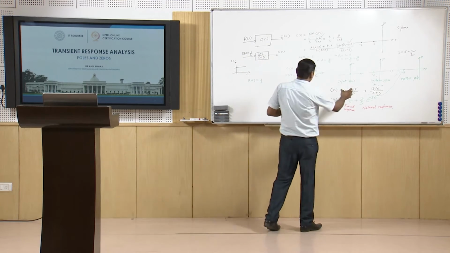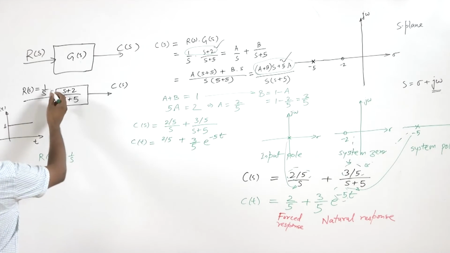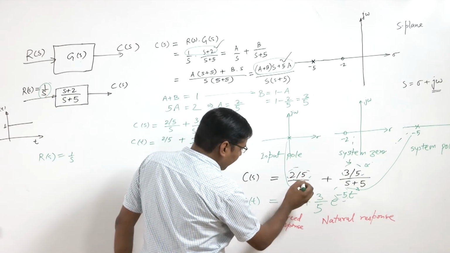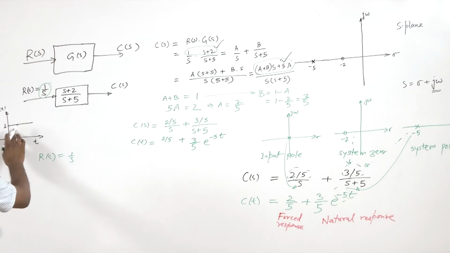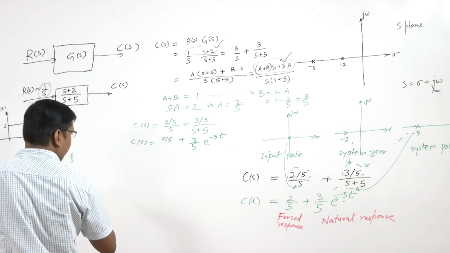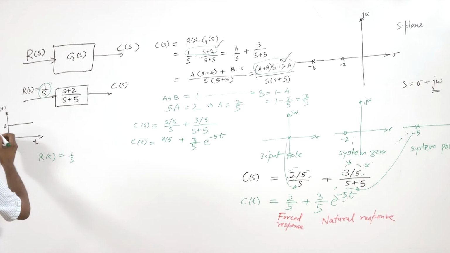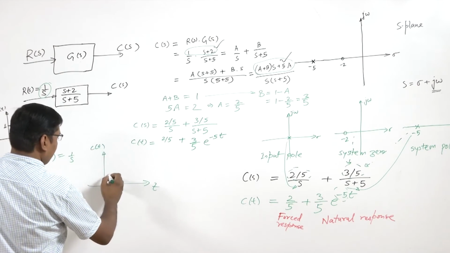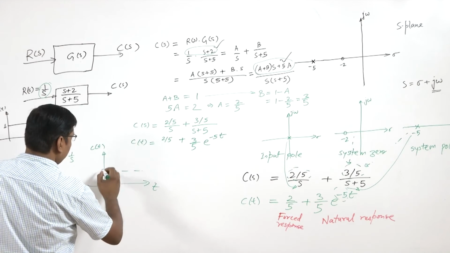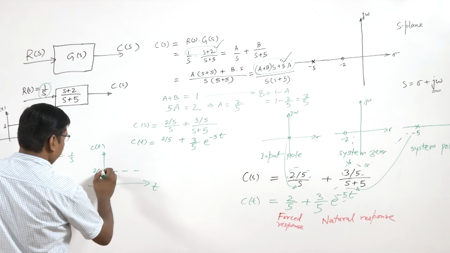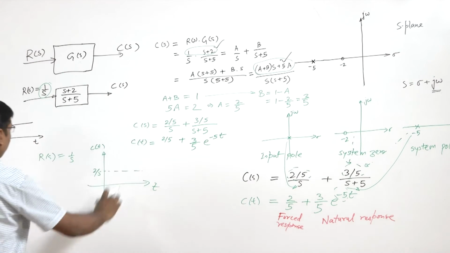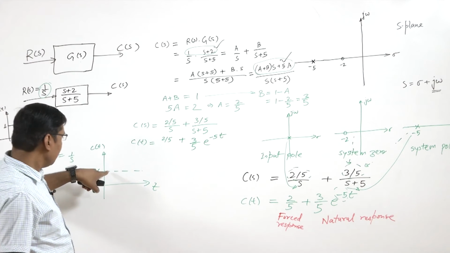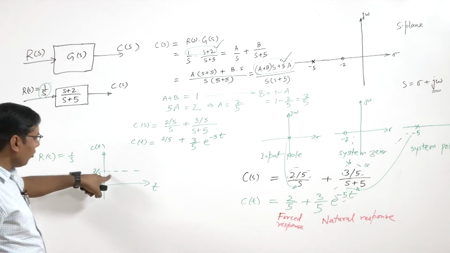Because the input was a unit step input, 1 by s, it generated a response of the form 2 by 5 by s. The input was unity and it gave an output c(t) of 2 by 5. The form is similar because this is also a step function; the output is also a step function.